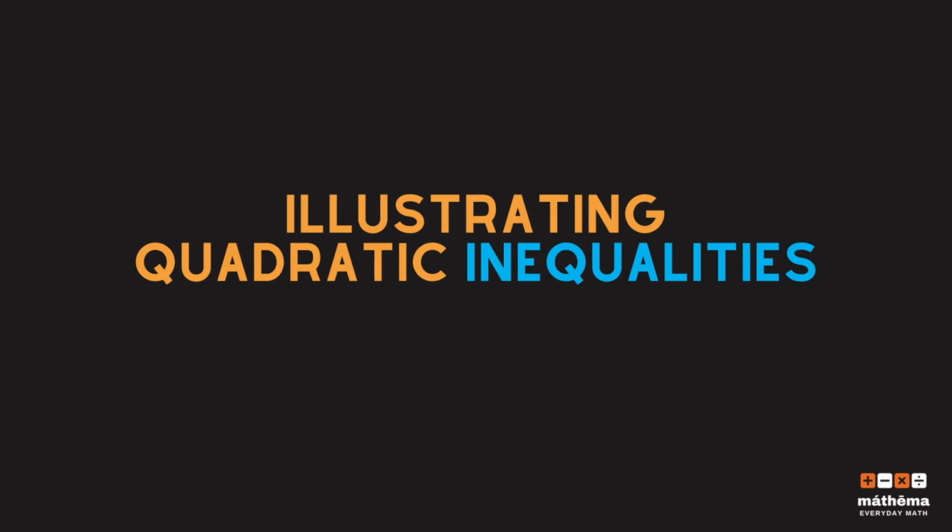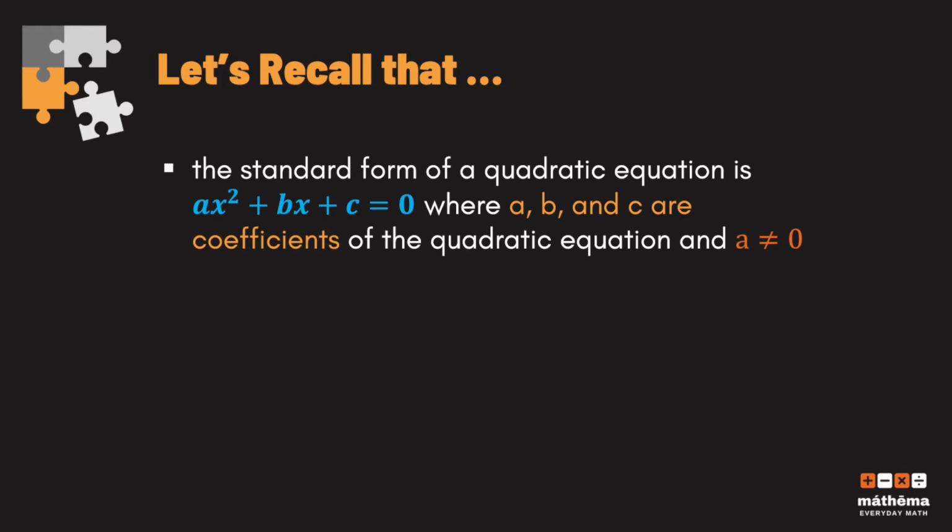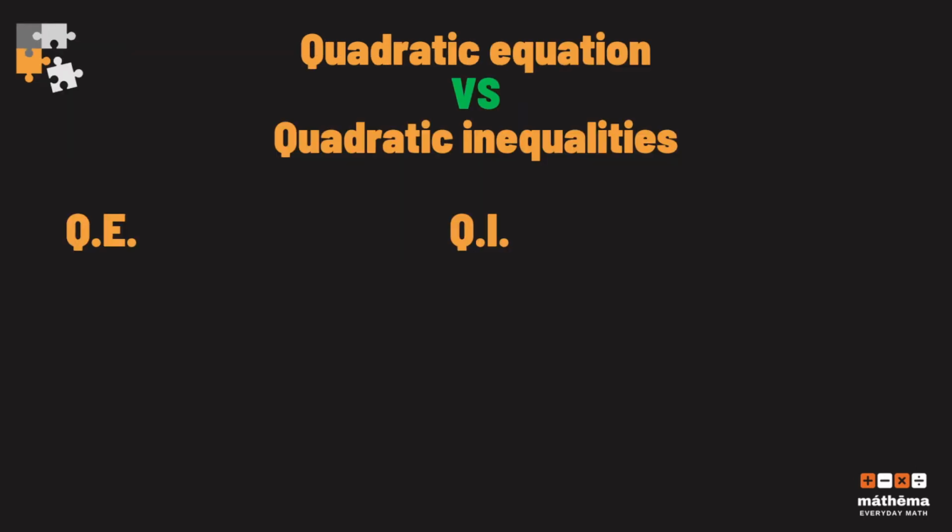Before we start, I want us to revisit the concept of a quadratic equation. We know that the standard form of a quadratic equation is ax squared plus bx plus c is equal to 0, where a, b, and c are the coefficients of the quadratic equation and a is not equal to 0. So what is the difference between equations and inequalities?